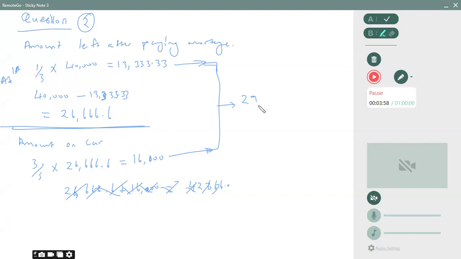Plus 16. 29,333.3. Now, this is the total expenditure. Now, we are going to get 40,000 minus this total expenditure, which is 29,333.3. How much does it give you?